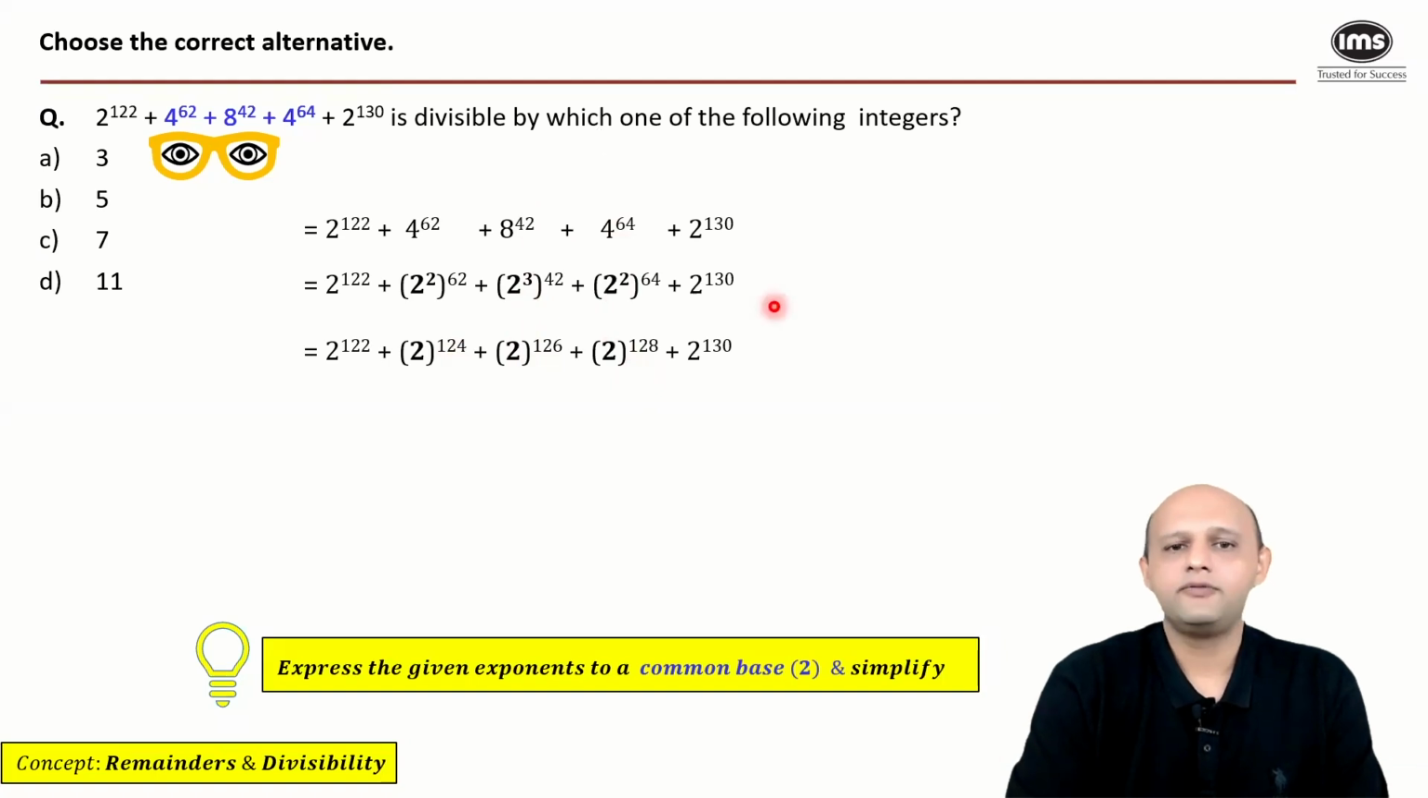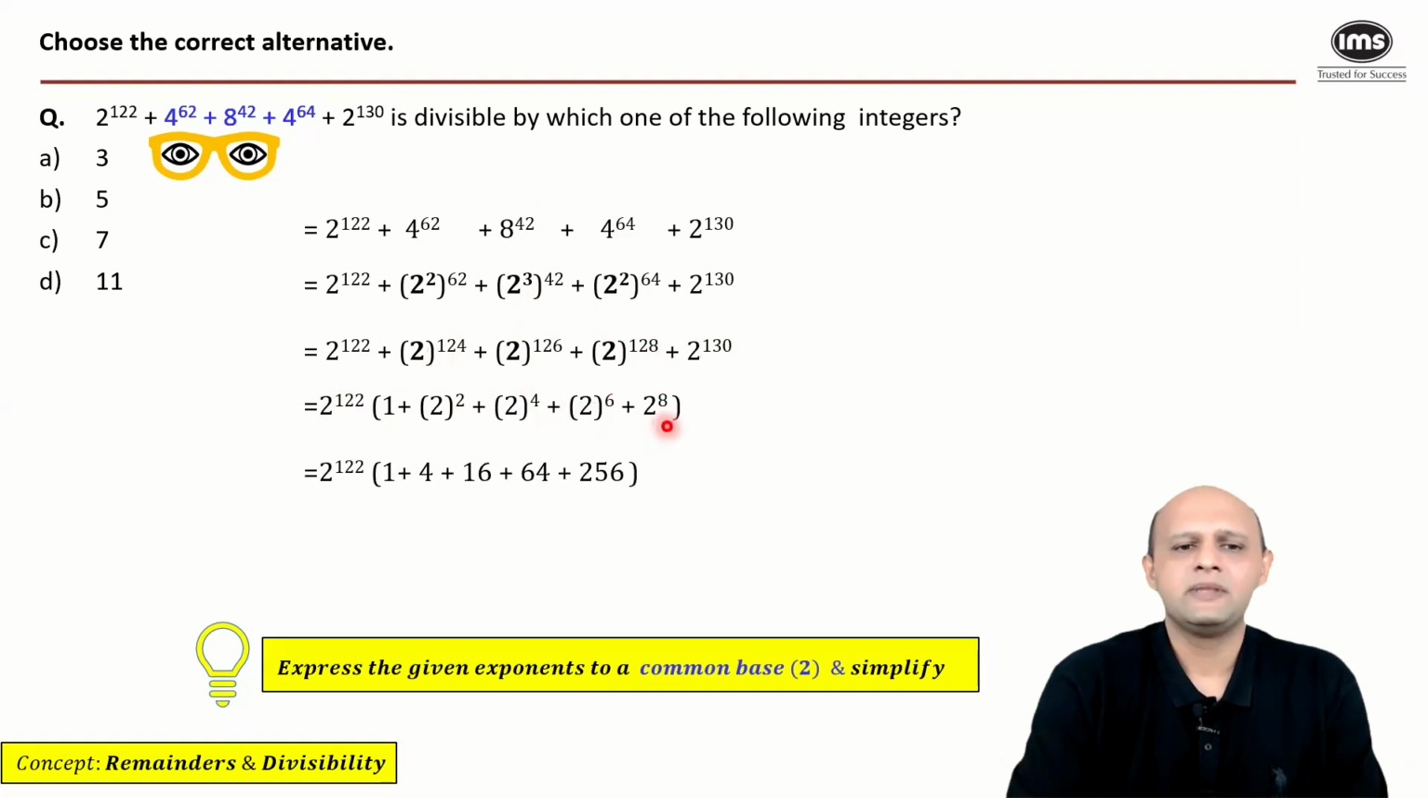Now, if you take 2 common from all of this, it's very evident that 2 raised to 122 is the smallest power, so that can be taken common. So this is 1 times, this is 2 raised to 2, 2 raised to 4, 2 raised to 6, and 2 raised to 8. What are these numbers essentially? This is 1, 4, 16, 64, 256. So 64 and 16 is 80 plus 5 is 85. 85 when you add to 256 will give you 341. Now, this is 2 raised to 122 times 341.